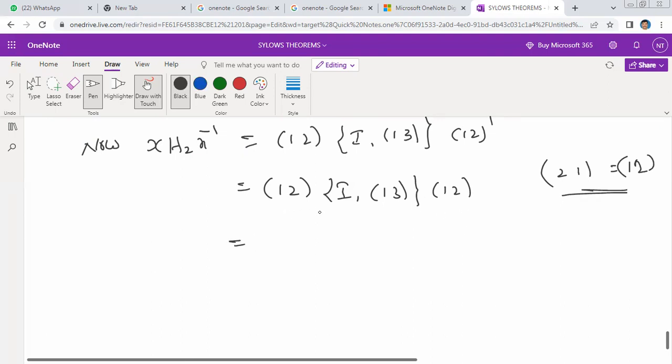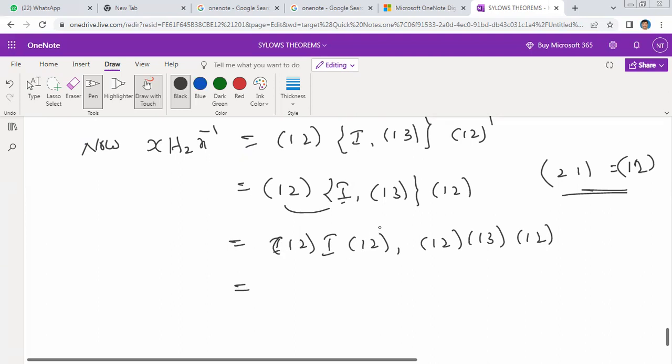So now multiply like this. (1 2)(1 2) gives the identity. Next, (1 2)(1 2)(1 3)(1 2). Am I right? Because of this identity permutation, can you guess the value of this one?